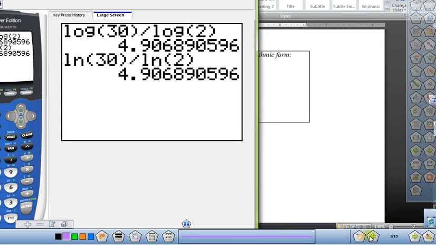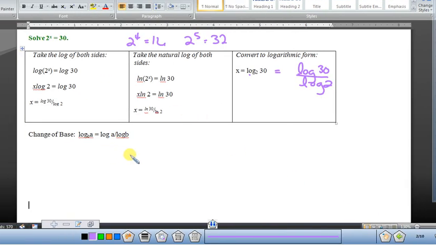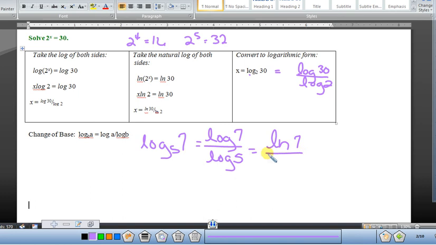What I'd like to do now is practice a few change of base problems with you. If I had the log base 5 of 7 and I wanted to use my calculator to find this answer, then according to the change of base formula, this is equal to the log of 7 divided by the log of 5. Again, this is interchangeable with a natural log. We could actually use natural log and get the exact same answer.